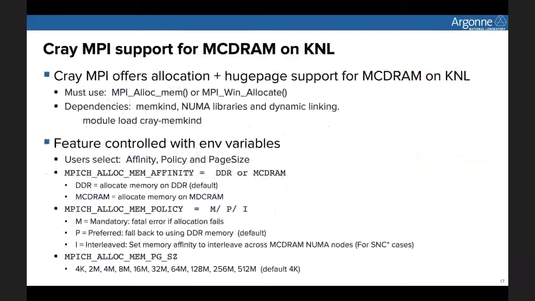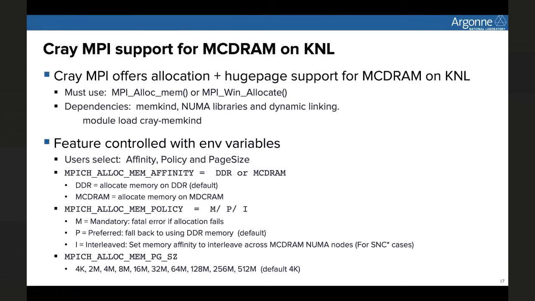So the MCDRAM support. Theta has compute nodes with KNLs and has two types of memory, MCDRAM and DDR. MCDRAM is high bandwidth memory, and so Cray MPI offers some allocation and huge page support for MCDRAM. In order to use that, you could use MPI_Alloc_mem, or for the windows or the MPI buffers would be allocated directly from the MCDRAM. You need to use module load cray-memkind library and build the application with that module.